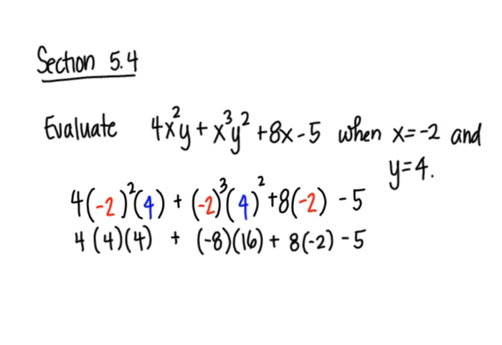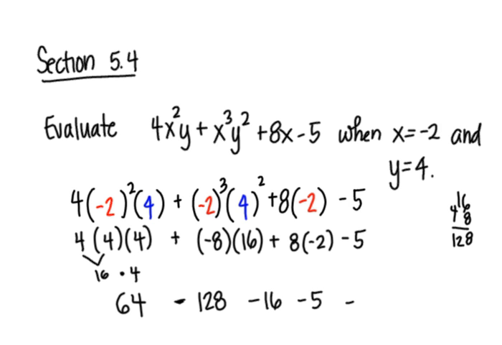So all my exponents are done, and so now it's time to multiply. So 4 times 4 is 16. So this would be 16 times 4. So 16 times 4 would make this term a 64. In my next term, I have 16 times a negative 8, so I know my sign is going to be negative, and 16 times 8 is 128. So that's a negative 128. 8 times negative 2 would give me a negative 16, and then I have the negative 5.